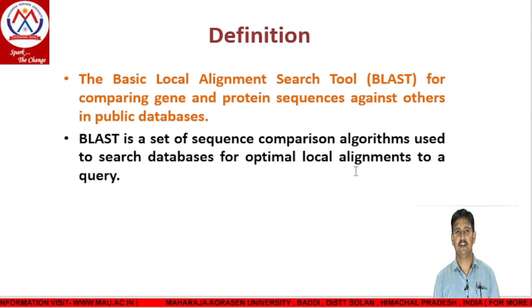Today we are going to discuss BLAST. BLAST is the Basic Local Alignment Search Tool, used for comparing gene and protein sequences with other sequences present in the biological database. BLAST is a set of sequence comparison algorithms used to search databases for optimal local alignment to a query sequence. The sequence which we want to compare is known as the query sequence, and the sequence present in the database is known as the reference sequence.